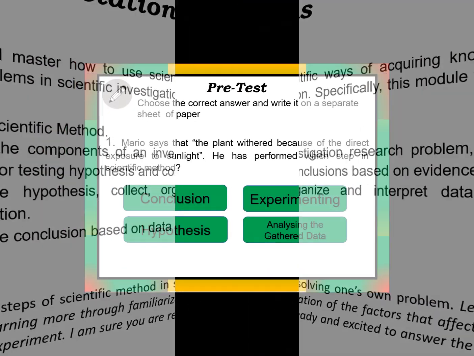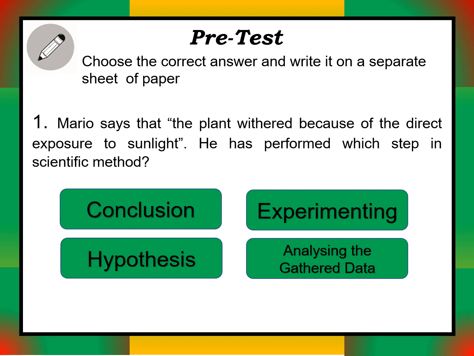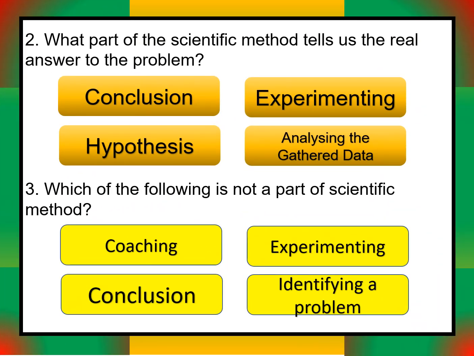So let's answer the pretest on a separate sheet of paper, only the answer. Number one: Mario says that the plant withered because of the direct exposure to sunlight. He has performed which step in the scientific method? Is it the conclusion, hypothesis, experimenting, or analyzing the gathered data? Number two, what part of the scientific method tells us the real answer to the problem? Is it the conclusion, the hypothesis, doing the experiment, or analyzing the gathered data?